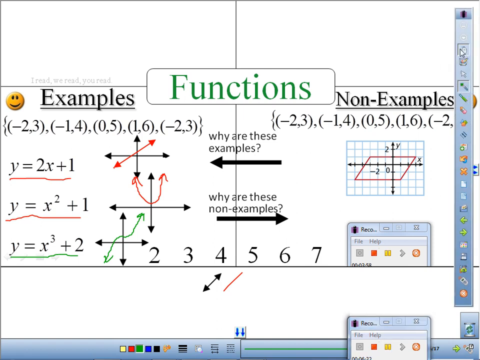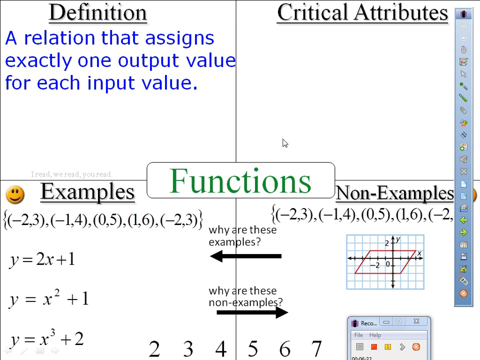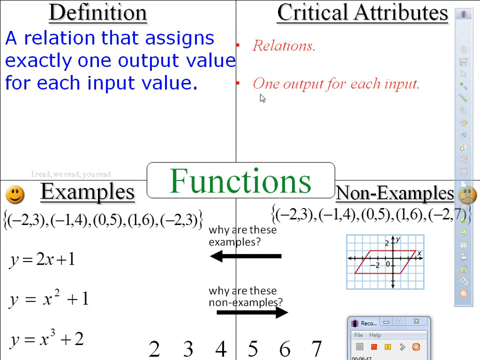Here we go. So the most important thing to remember about functions, number one, is that they are what? Relations, but they have what? Specific. One output for every input. So that goes here. They are relations, and there is exactly one output for each input.